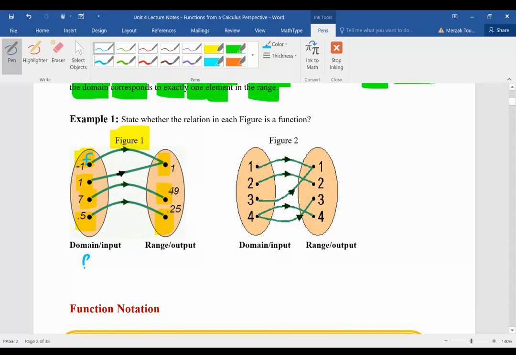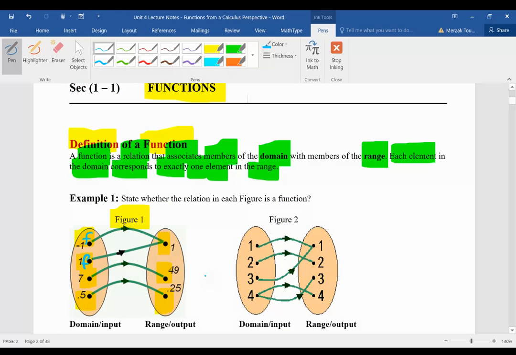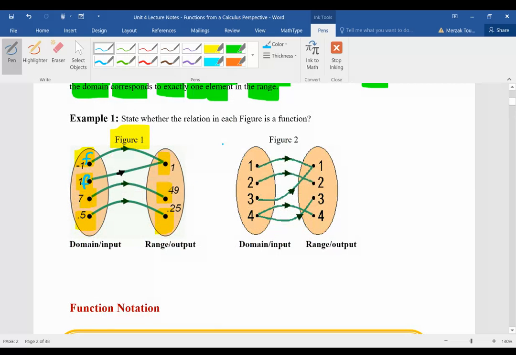So this one is a function. All right. So let's look at the other one and check if the given relation is a function. So look at 1. 1 is mapping to 1. 2 is mapping to 2. 3 is mapping to 1.